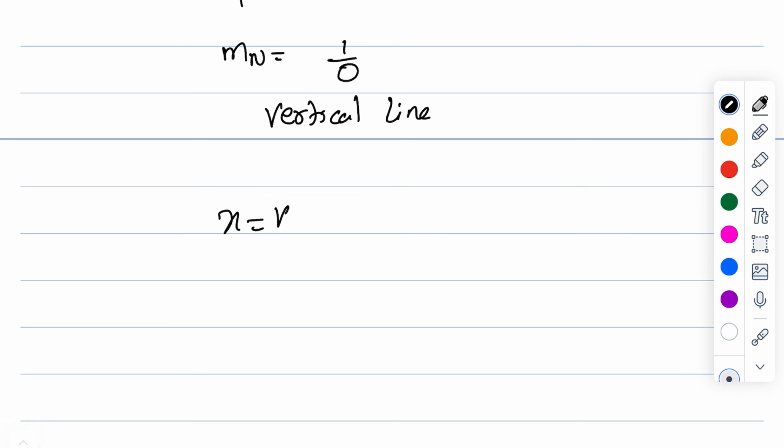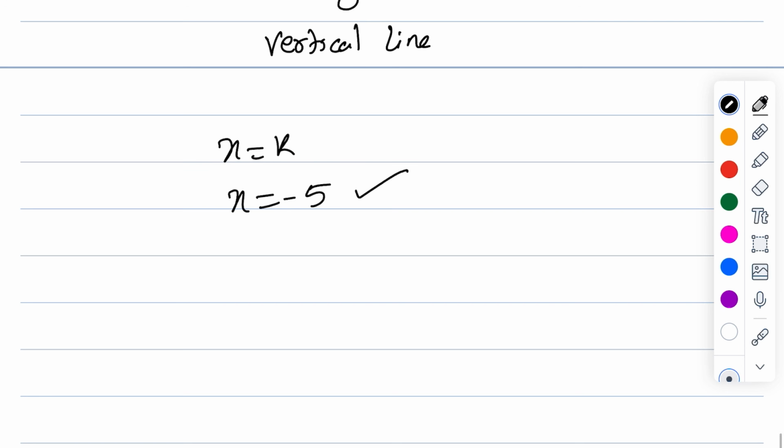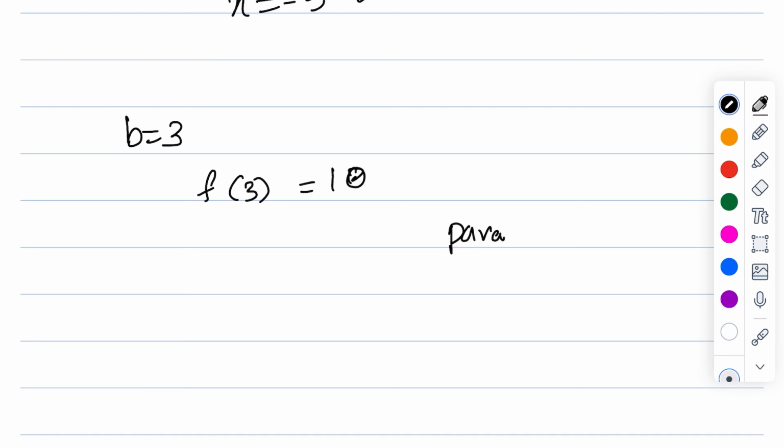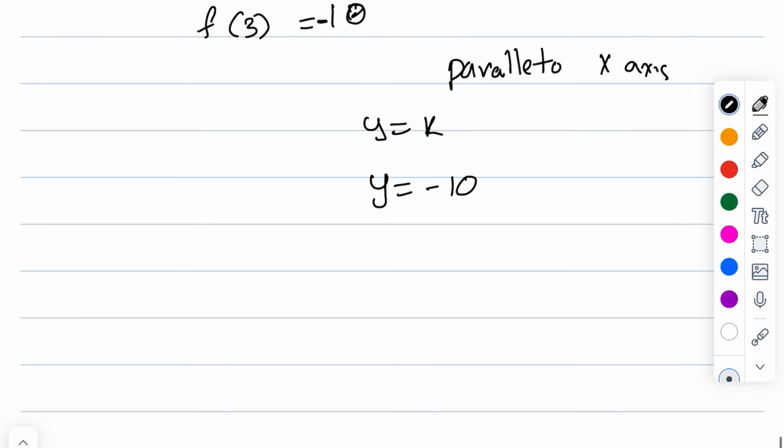Any vertical line will have the form x equals k. And over here x equals minus 5. That is the one. Then the tangent at b. So b equals how much? 3. So f prime of 3, f of 3. When I do f of 3, I get negative 10. Now this is parallel to the x-axis, which means y equals k is negative 10. So y equals negative 10. That's going to be the equation of the tangent.